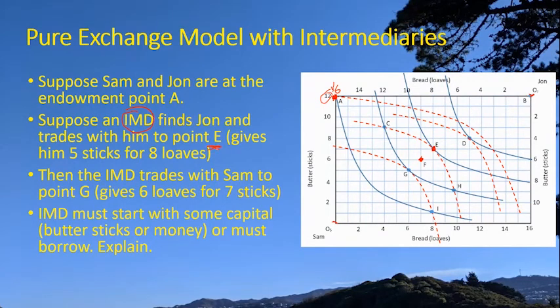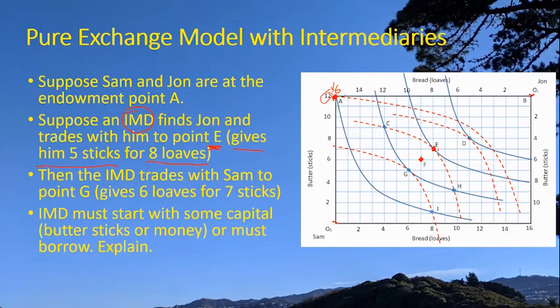At point E, the intermediary is going to give John 5 sticks of butter in exchange for 8 loaves of bread. Now, first of all, we might ask, where does the intermediary get the 5 sticks of butter? Let's say he does the following. He tells John, you can trust me. You give me the 8 loaves of bread, and I'm going to pay you the 5 sticks of butter tomorrow. And we'll have engaged in that particular trade to point E.